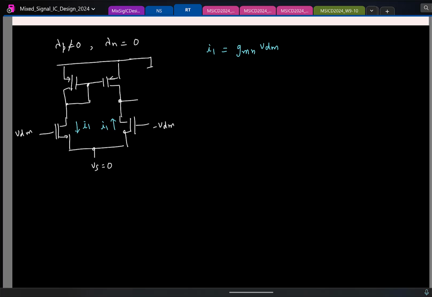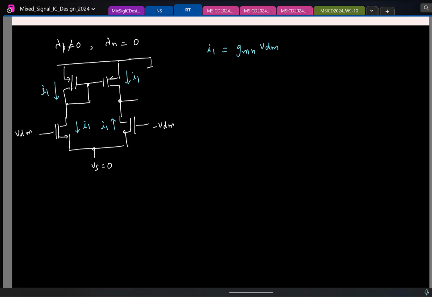So what can you say about the current in the PMOS transistor? If the current flowing here is I1, what will be the current flowing here? Same. So remember, this is a PMOS current mirror. So what can you say about this current? I1. Fine. It's a current mirror. This will faithfully replicate whatever current was there in the diode connected branch. So what is the total current that is pushed out of this node?